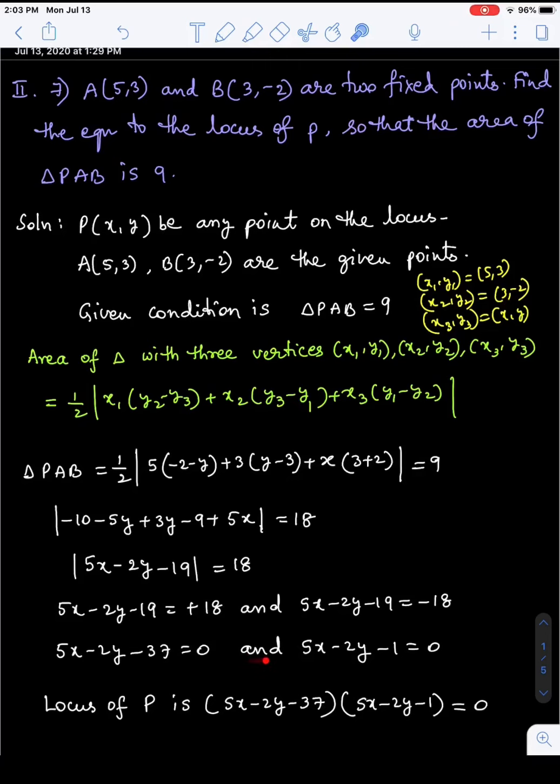And you should write 'and', not 'or'. Observe. Now the required locus: the locus of P is (5x minus 2y minus 37) into (5x minus 2y minus 1) is equal to 0. So this is the equation of the locus of P.